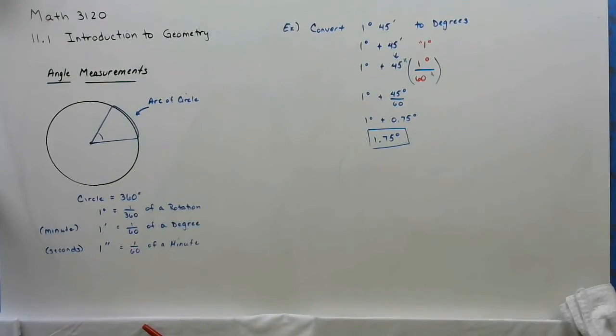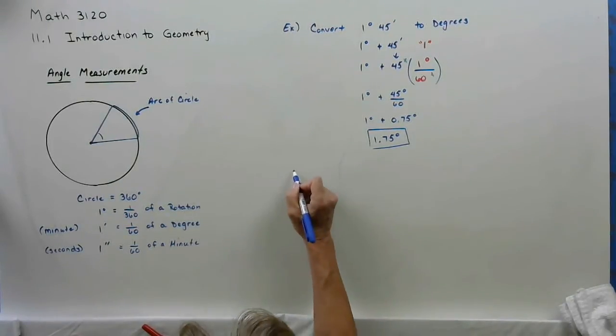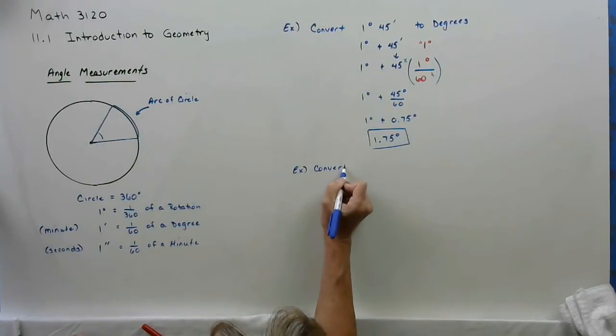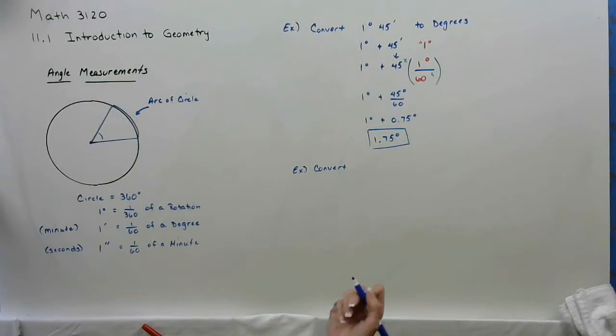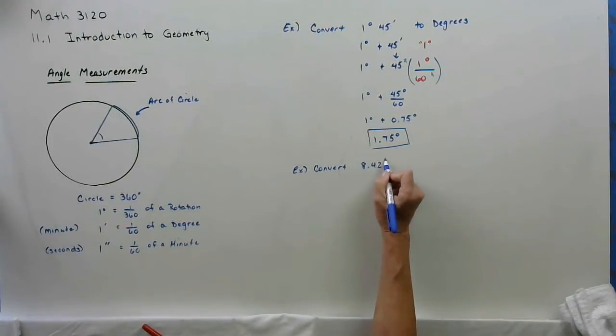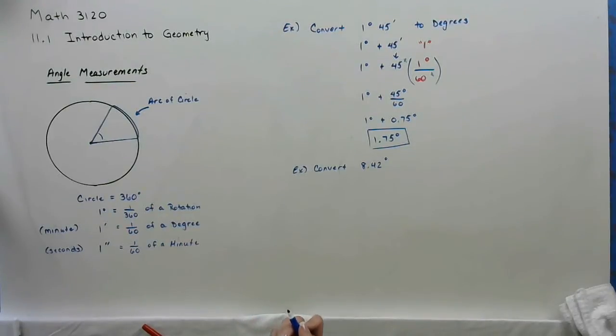Okay, so we're going to do it again. Let's convert 8.42 degrees, and this time we want to convert them to degrees, minutes, and seconds.